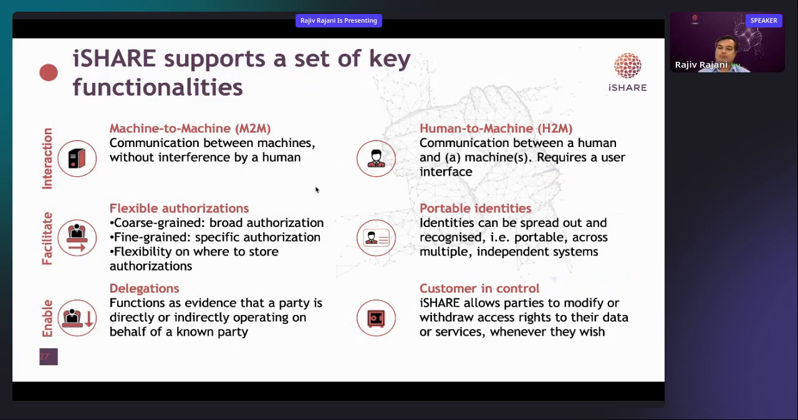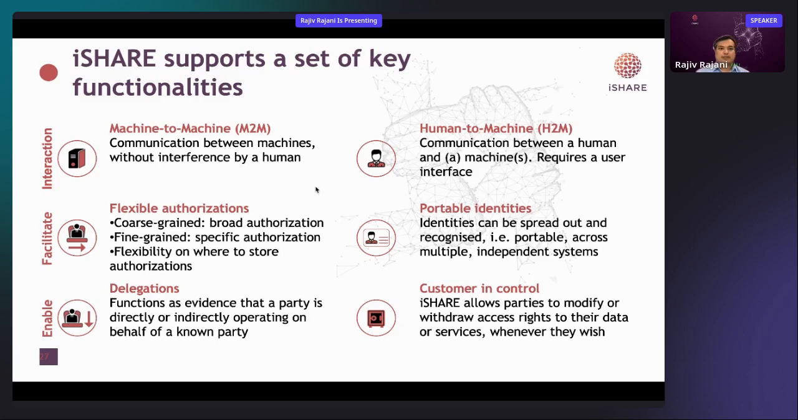Portable identities, again, as I mentioned, the identity providers are played by different organizations, so an organization can always switch from one identity provider to another. Irrespective of that, they can still continue to use the identity provider of their choosing with this framework, because they are all compliant and registered identity providers in the network.